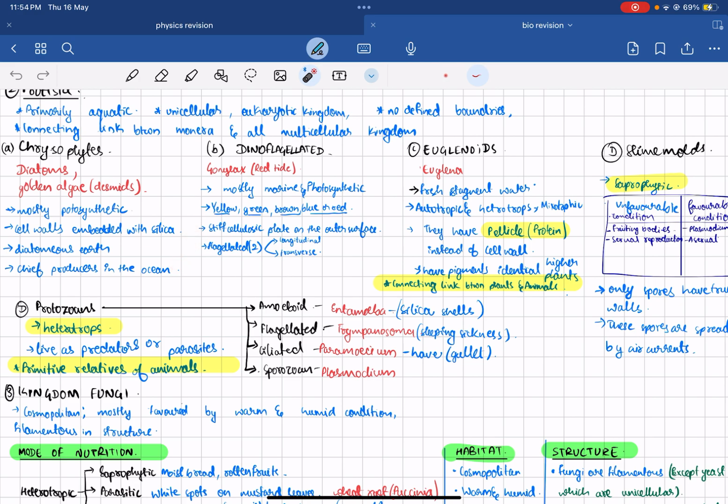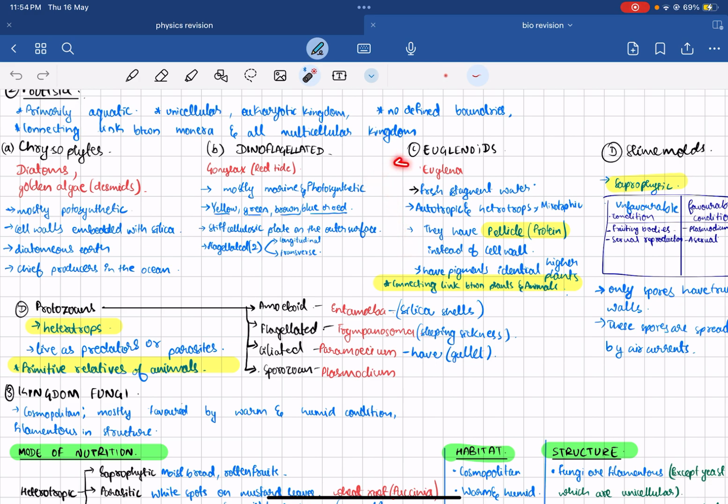Next comes the dinoflagellates. Gonyaulax is the example for that, and which causes red tide. These are mostly marine photosynthetic. Dinoflagellates can be found in yellow, green, brown, blue, or red. We should remember these have cellulosic plates, and there are two flagella coming out. One is longitudinal and another one is transverse.